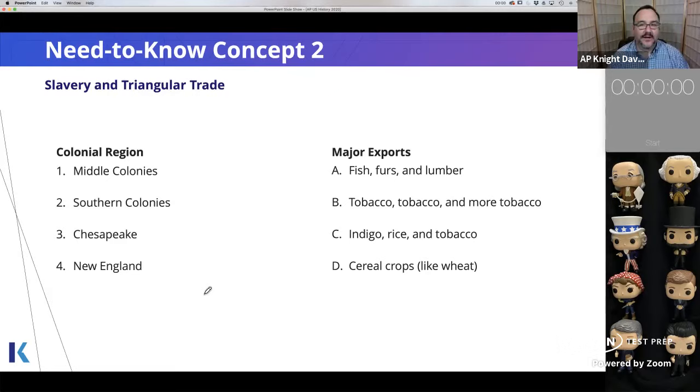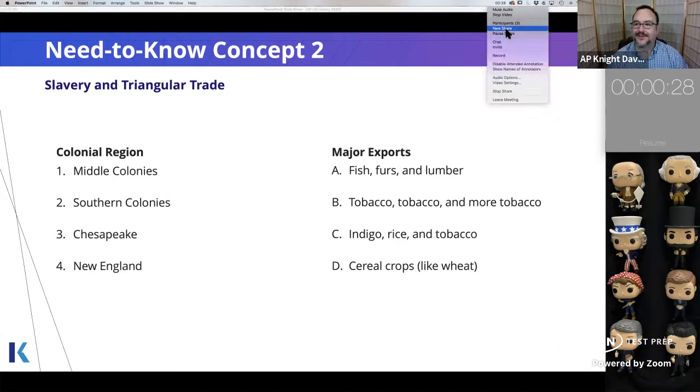So we got another one of these matching things. We're going to give you a minute to look at it and find the different colonies and then match them to your exports, and then we'll discuss what those are after your minute. So let's go ahead. I'm going to start it now. Nope, that was 30 seconds. I'm not going to do 30 seconds, I'm going to do a minute. There we go.